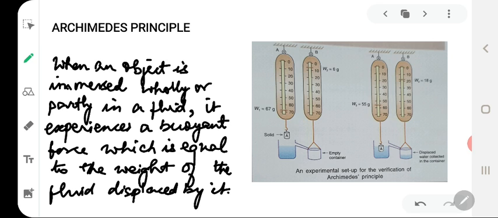So this is actually an experimental verification of Archimedes principle, which proves this fact that whenever an object is immersed partly or completely in a liquid, it experiences a buoyant force, due to which there is an apparent loss in its weight. And what is the value of the upthrust experienced by it? It is equal to the weight of the liquid displaced by that object. So this is the famous Archimedes principle.